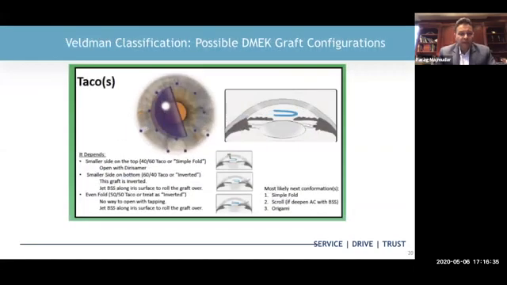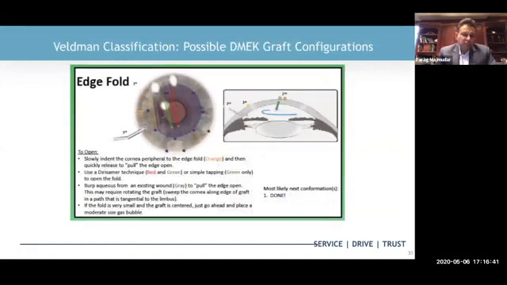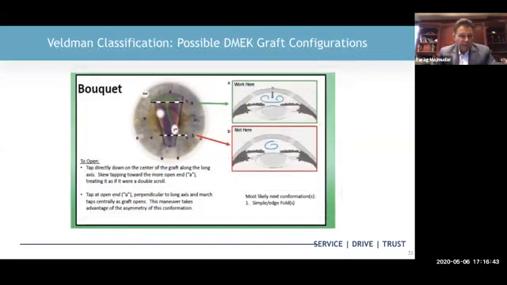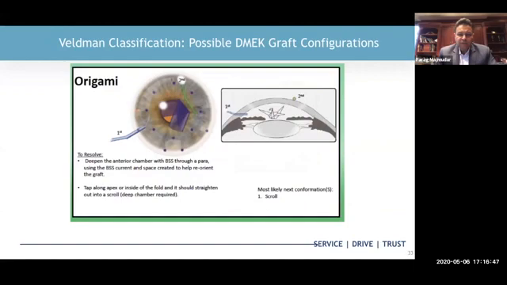Sometime we'll talk about that. Or you can have it where it's kind of tacoed, where there's not much separation between the two leaflets. Or a little edge fold, a bouquet, where it's a little wider at the top than on the bottom. And then also my favorite, which is origami, which basically looks like a little paper bird or whatever you want to call it here. And that sometimes will happen with grafts. And the key is to realize that any of these configurations are very, very easy to get back to a normal situation.